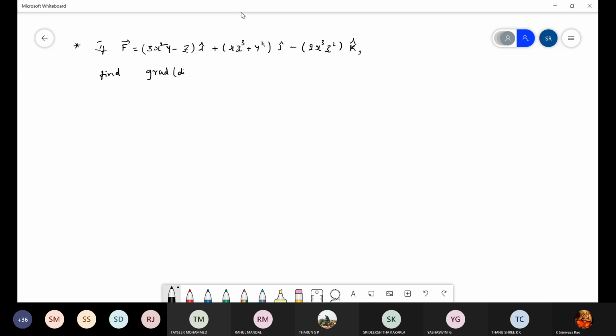Grad of div f. Okay, how to symbolize this question? Anyone? How to symbolize grad of div f? Grad is nothing but the operator del. In between, don't write anything, just open the bracket. Div f is nothing but del dot f. This is the symbolic form of our question, grad of div f. Got it?